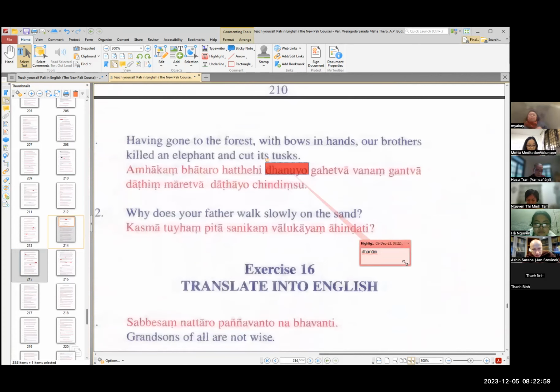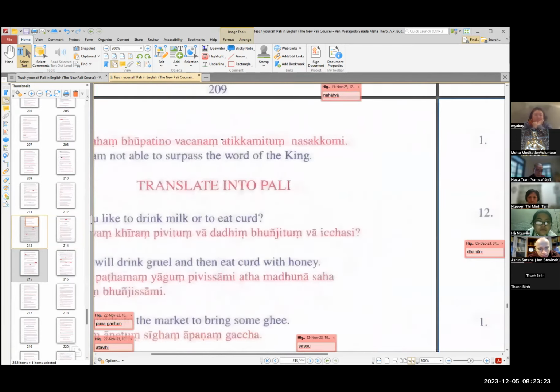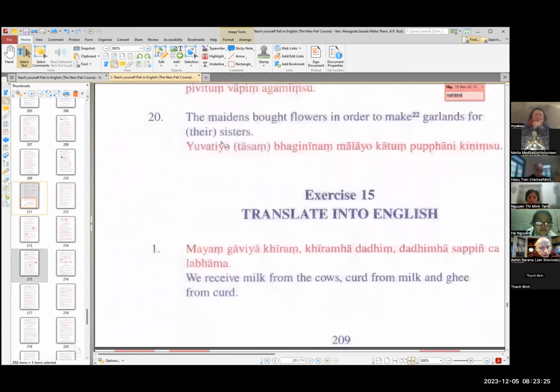So yes, Hasu wanted to say something. Hasu, you're muted. Did you want to say something? Excuse me? The question number 4. Which one? Here in the exercises? From English to Pali. Okay.